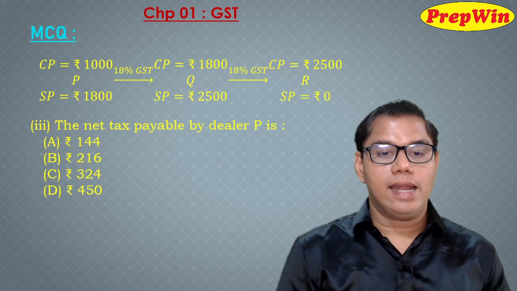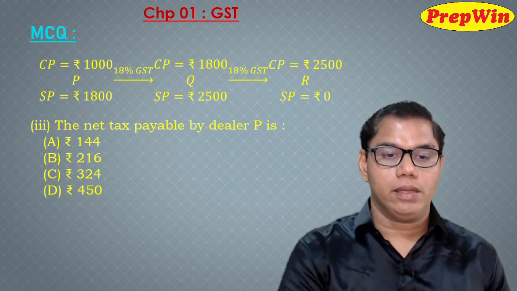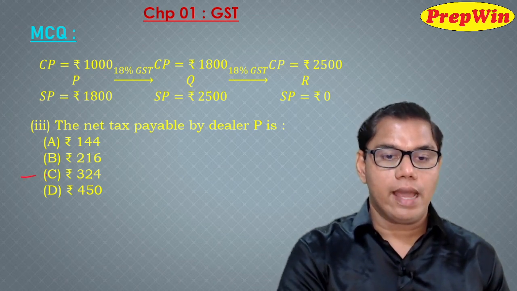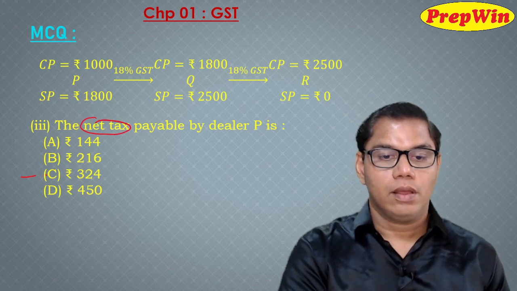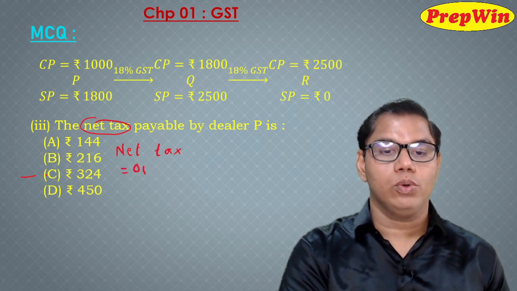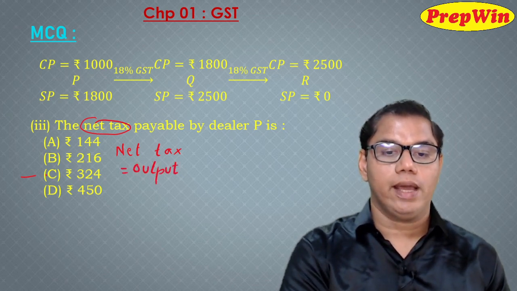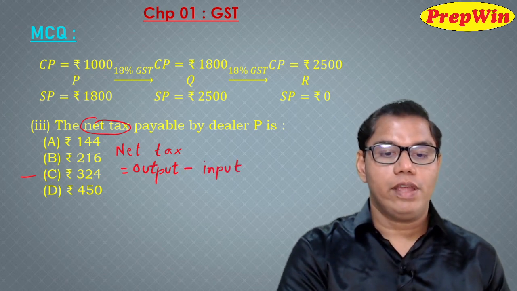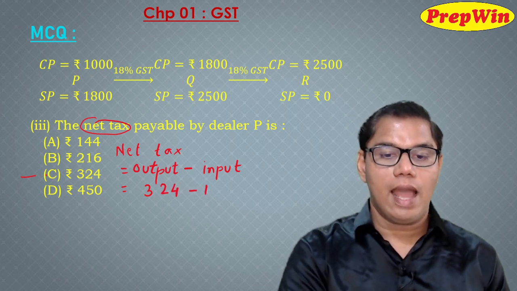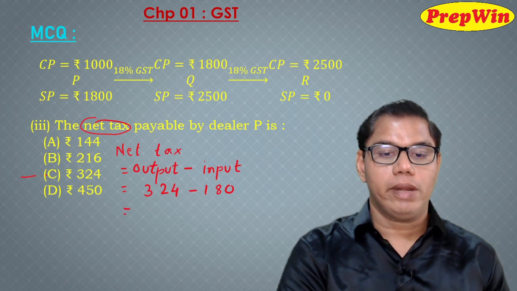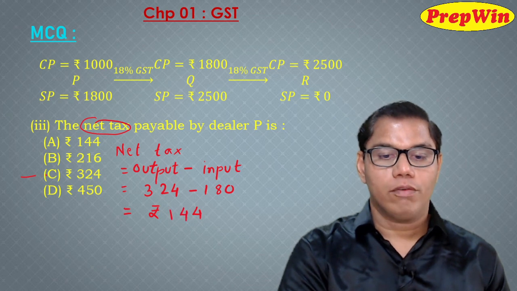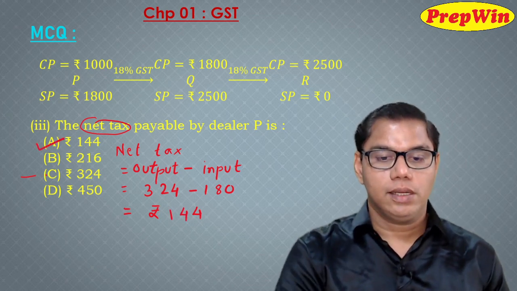Next question, that is net tax payable by dealer P. Concentrate on this word which says net tax. We have a different formula for net tax. Net tax is equal to output tax minus input tax. If you remember earlier, we have got output tax as 324 and input tax as 180. So this will bring us to our answer, which is 144. So correct option is option A.